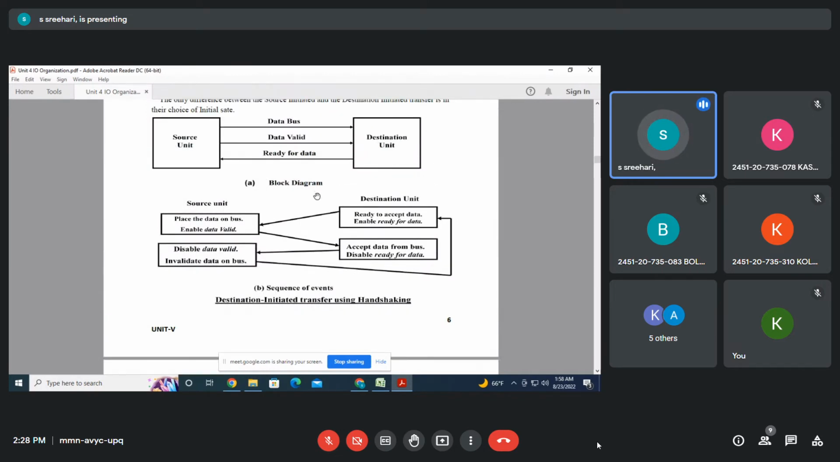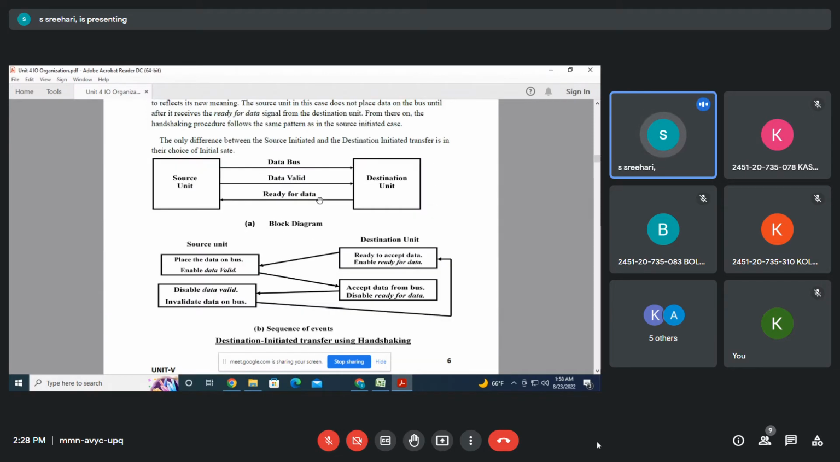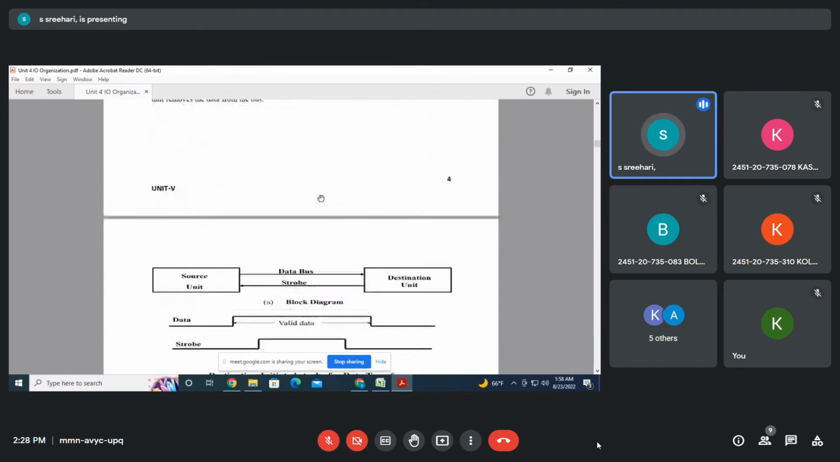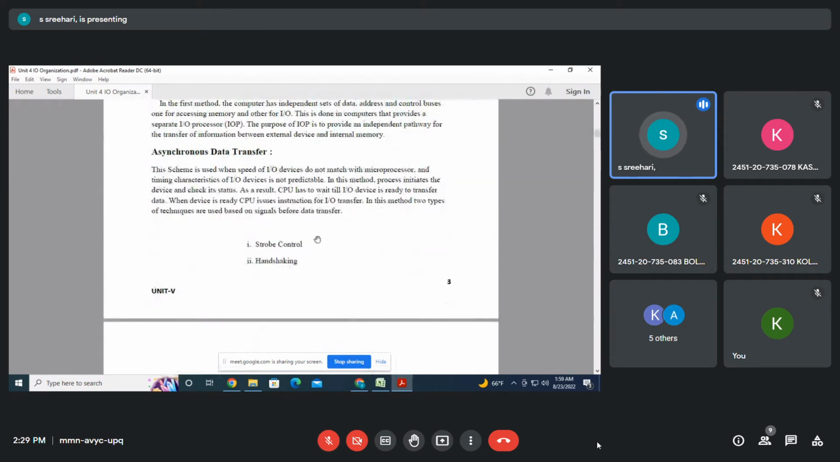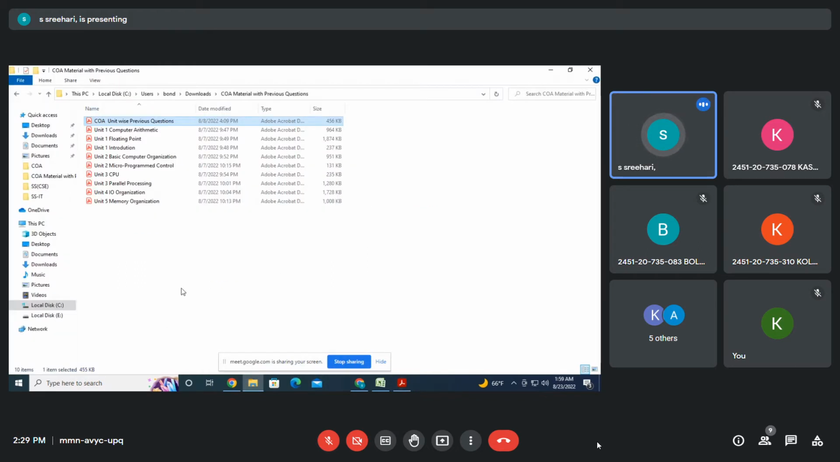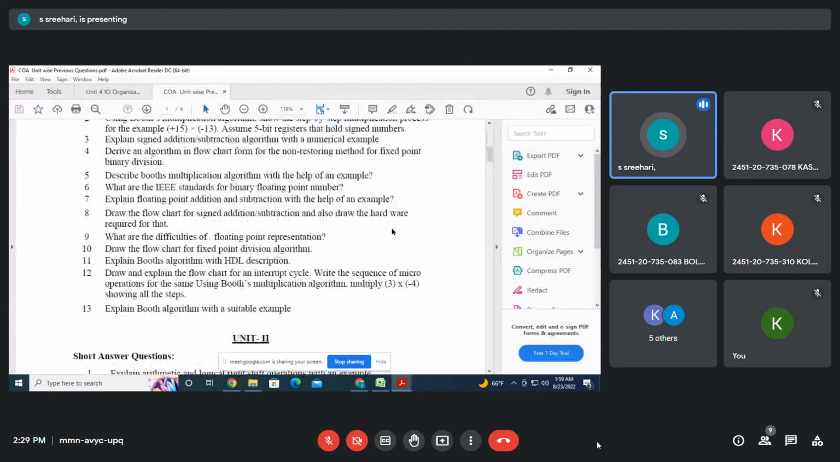So this is one of the important questions they will ask you. For data transfer, how it is done, they will directly ask you about the strobe method and the handshaking process, with source-initiated or destination-initiated, right? Let's see the questions once again, the questions they ask in the fourth unit.